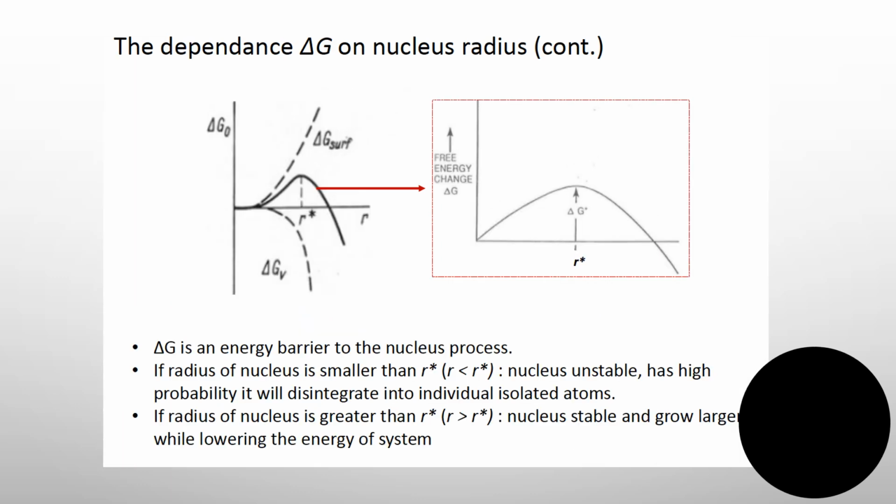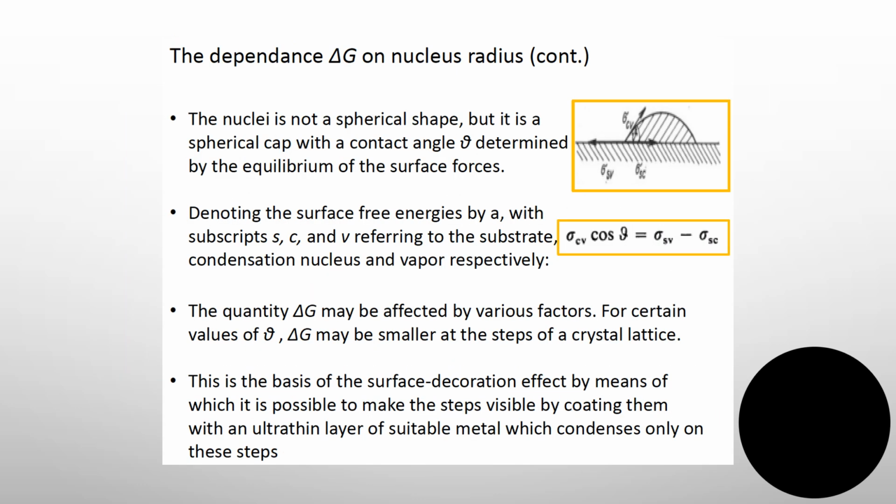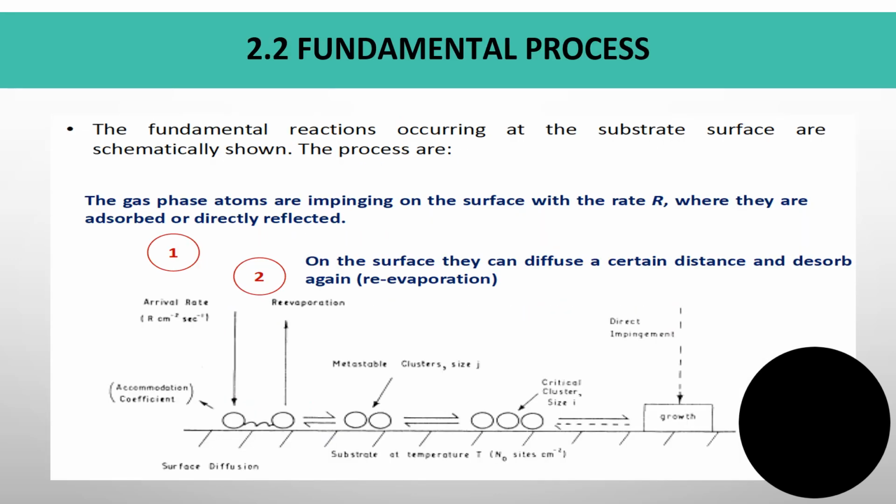So this is the explanation. You can see here, the enthalpy G is an energy barrier to the nucleation process. If the radius is smaller than the critical size, the nucleus is unstable. If the radius is greater than R, which is the critical size, the nucleus is stable and grows into a larger thin film. So this is the explanation.